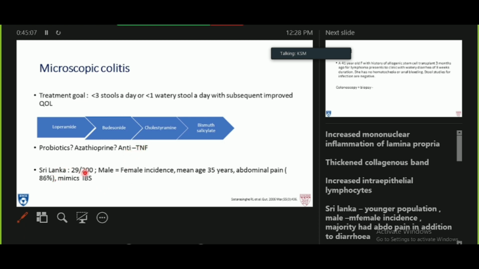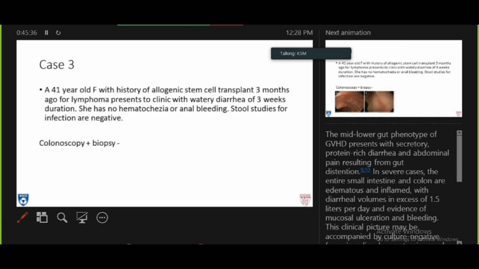And this is some data from Base Hospital Panadura, where they looked at a cohort of 200 patients who had presented with diarrheal stool, and found that 29 of these individuals had microscopic colitis. It was interesting that the male to female incidence was the same, and they were a much younger group. They were about 35 years of mean age and had very IBS type symptoms. So this is something that you're all seeing.